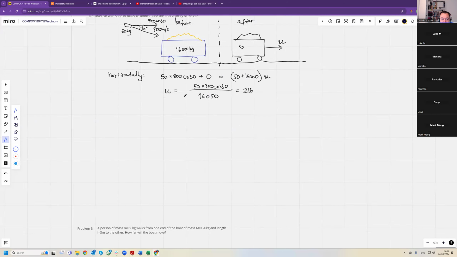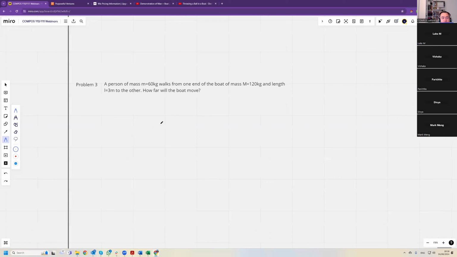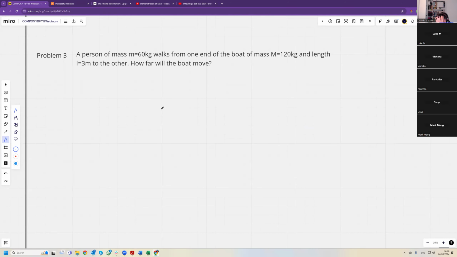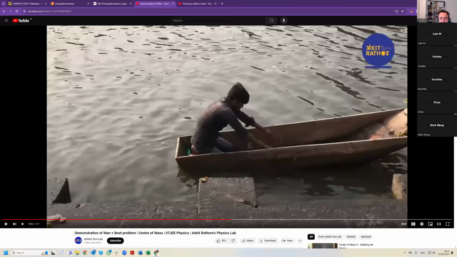Okay, the next question is slightly off topic. It's a section that we decided to pretty much remove from the assignment, but you will have fun with it in year 12. A person of 60 kilograms walks from one end of the boat, of length 3 meters, to the other. How far will the boat move? What on earth are we talking about? So this is a man in a boat.